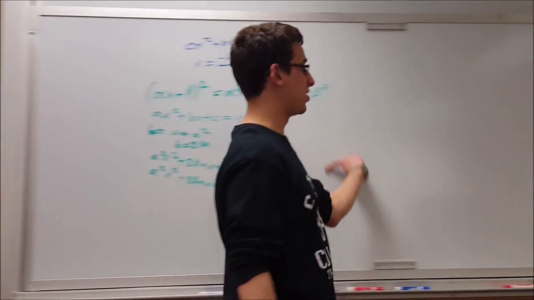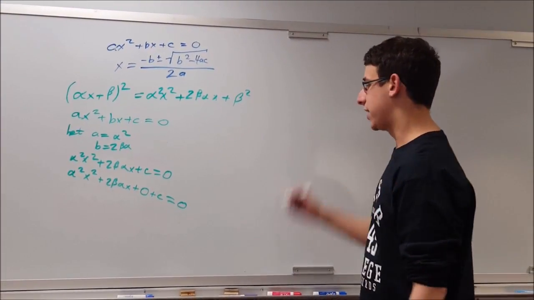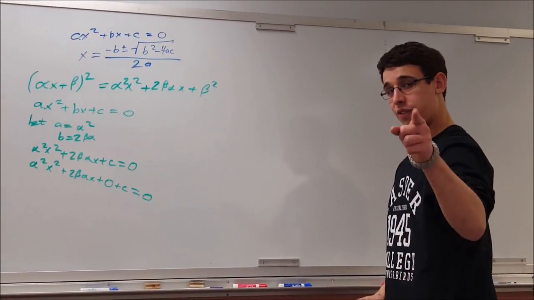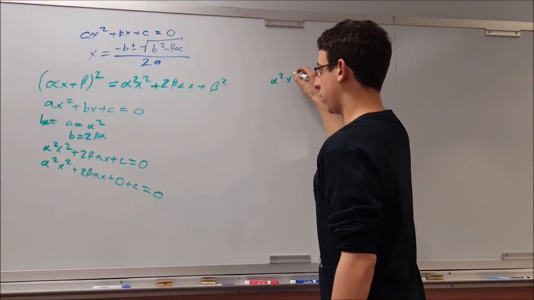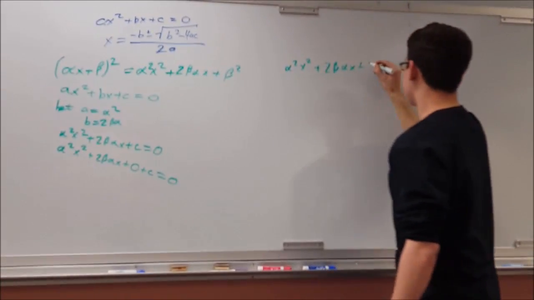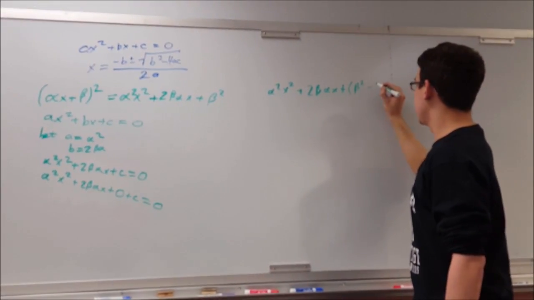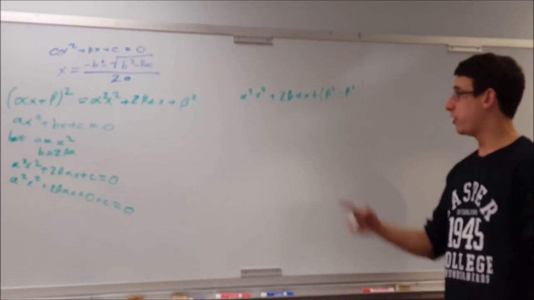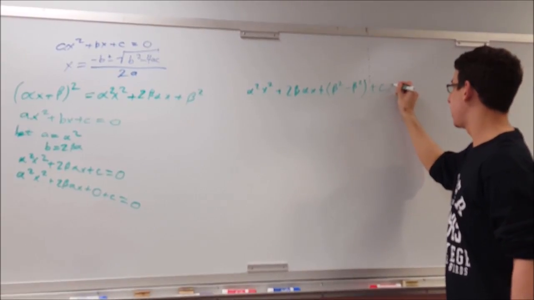Really fast, I'm going to move us over here. Now we're going to want to rewrite this. But 0 is boring. 0 isn't going to get us there, unless we pick 0 very well. So we're going to start with alpha squared x squared plus 2 beta alpha x plus, and this is where we add in 0. We're going to add in beta squared minus beta squared. The proof is trivial and left for the viewer to prove that this is 0. That's also going to be plus c and equal to 0.